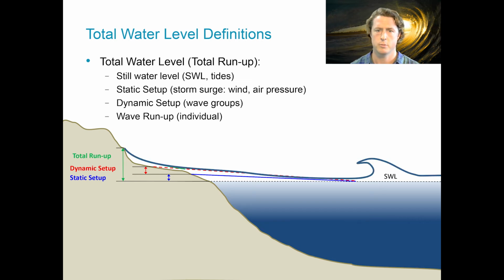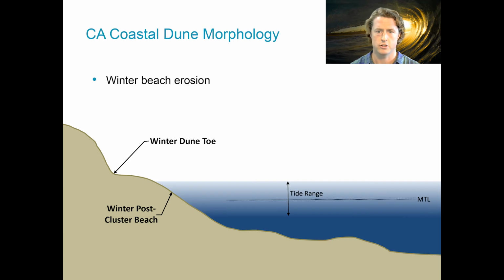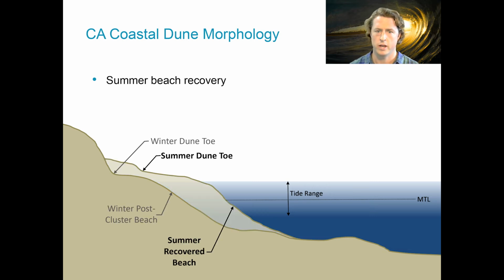Total water levels govern the morphology of coastal dunes. During the winter, stormier ocean conditions will erode beaches and impact the dunes behind them. Over summer, long-period waves build the beach width back, which allows dunes to recover depending on local wind climate and/or management actions. Let's take a closer look at how water levels affect dune morphology.